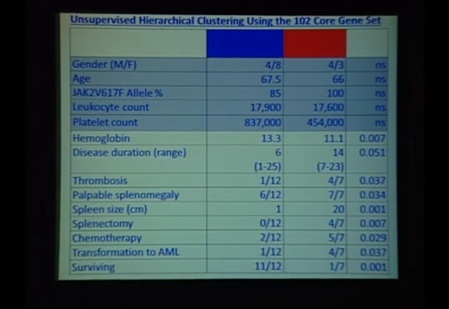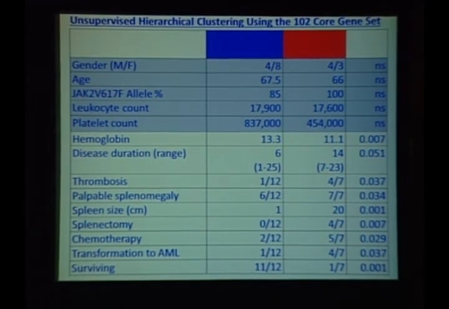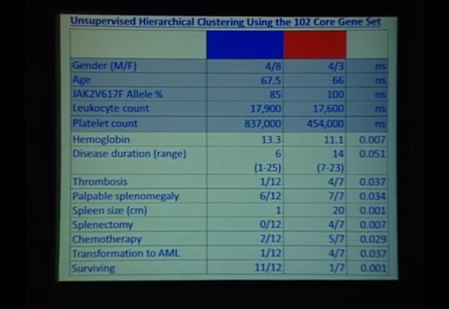But what was important? Well, the red group was more anemic. And that's the group that was closest to normal. And disease duration, you can see how wide the ranges are. They're pretty close to agreeable. But there were more thromboses in the red group. There were bigger spleens. There were more splenectomies. There was more chemotherapy. There was transformation to AML.